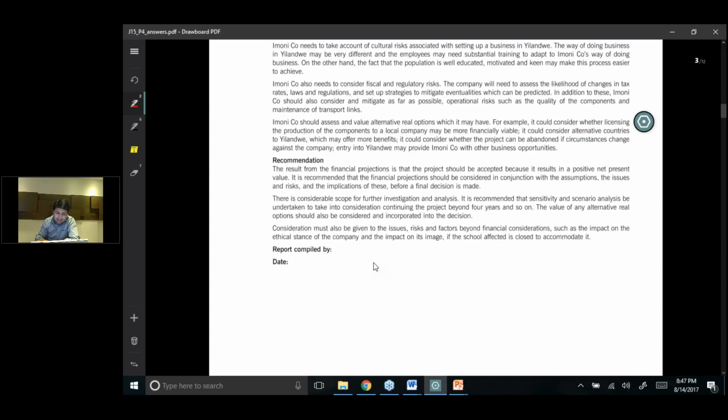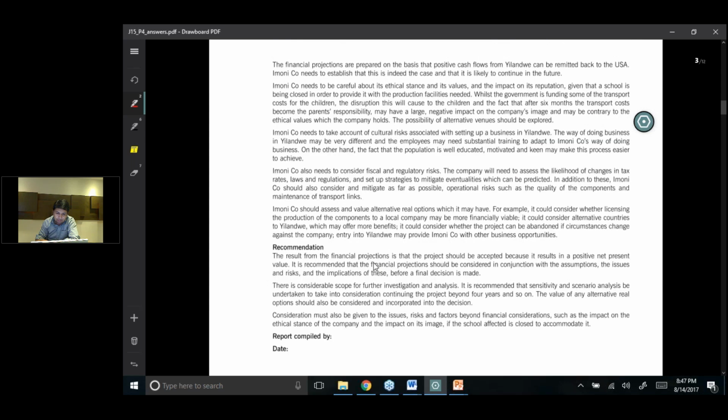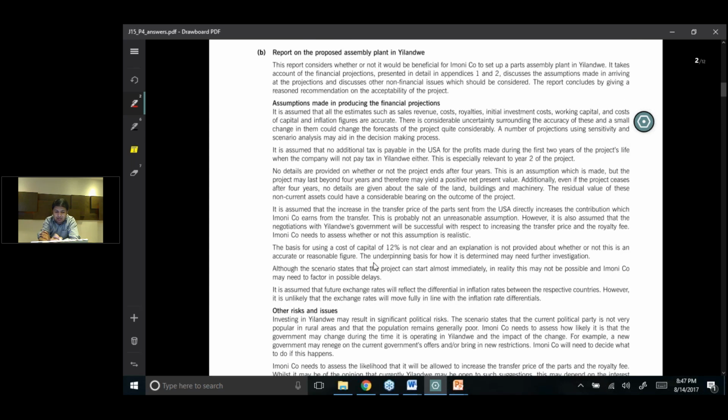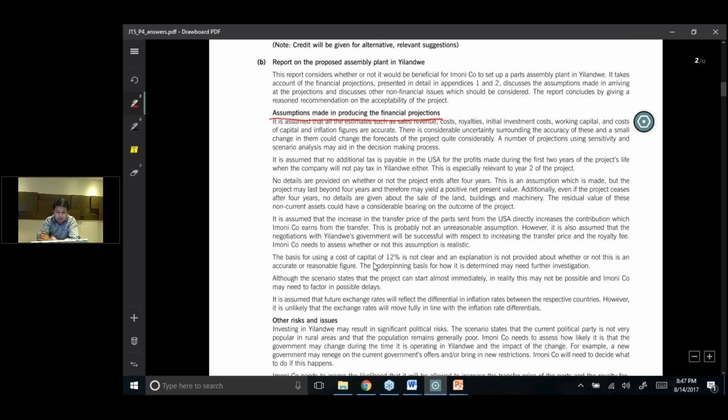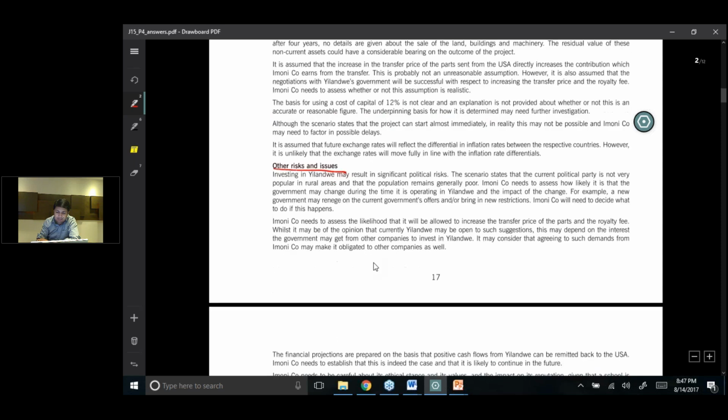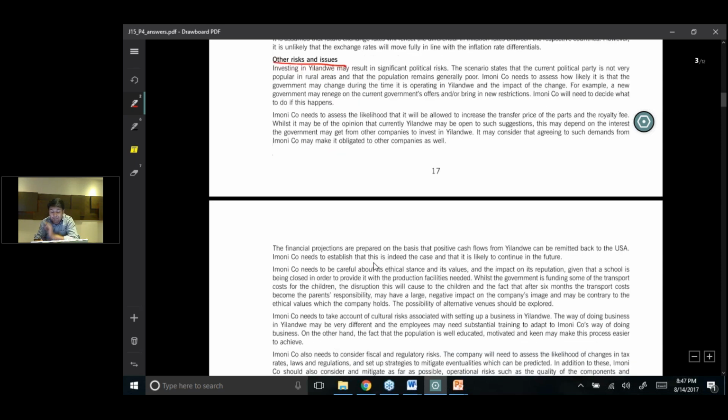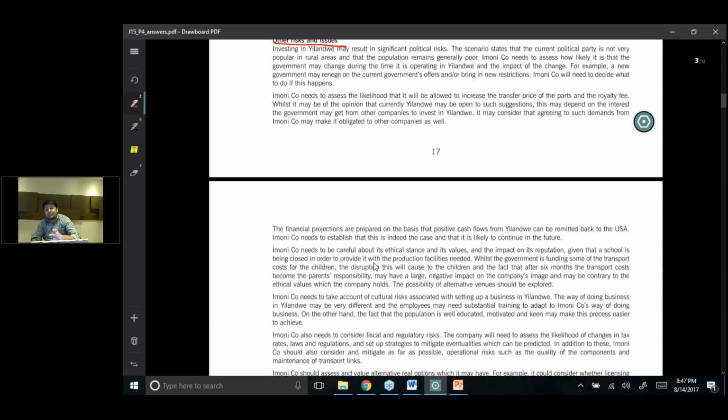And that is the discussion part for 17 marks: assumptions made and other risks and issues. It's a very simple question. You can get maximum marks in these types of questions just by stating assumptions and explaining all the risks. If you have any question from this question which we have just covered, you can type in the chat box.